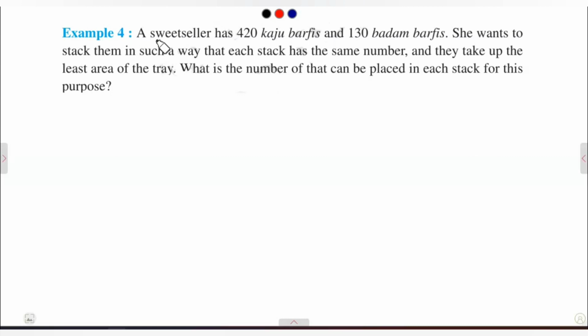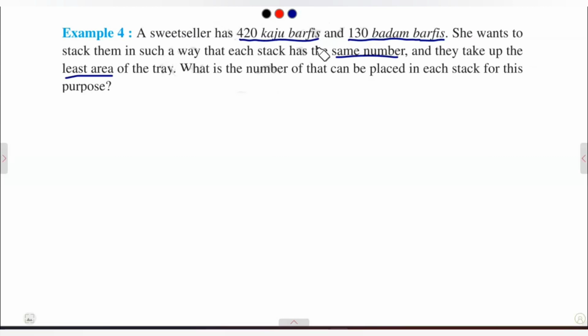Now example 4 is: a sweet seller has 420 kaju burfis and 130 badam burfis. She wants to stack them in such a way that each stack has the same number and they take up the least area of the tray. What is the number of burfis that can be placed in each stack for this purpose? This can be done by calculating the HCF of 420 and 130.